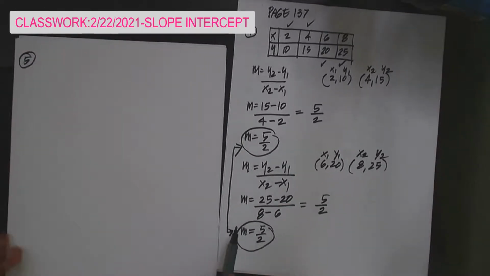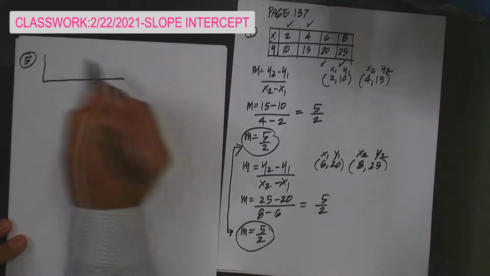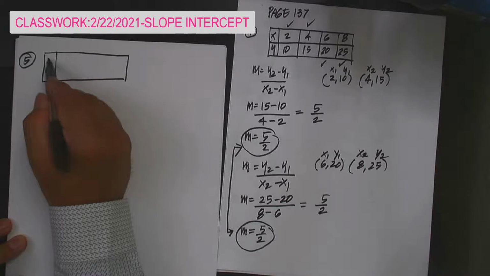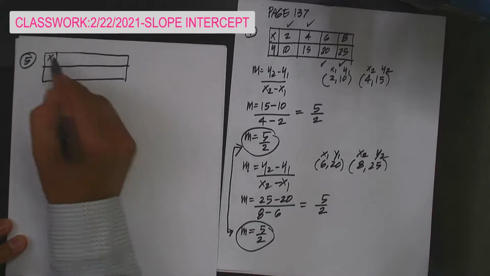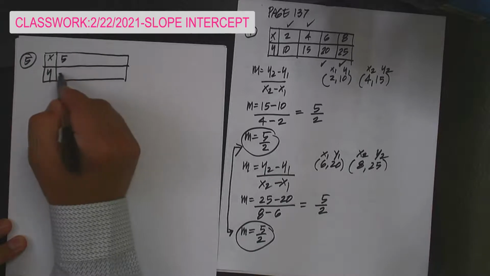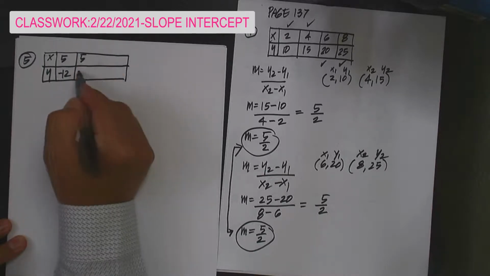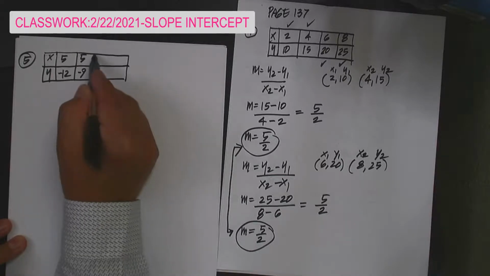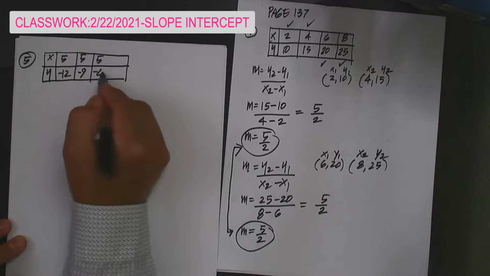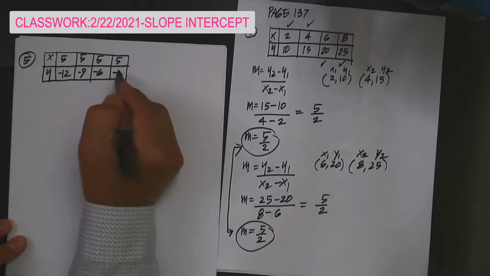For number 5, you're going to copy the table. You have here x and then y. The first value, you have 5 and negative 12, and then 5 and negative 9, and then 5 and negative 6, and then last you got 5 and negative 3.